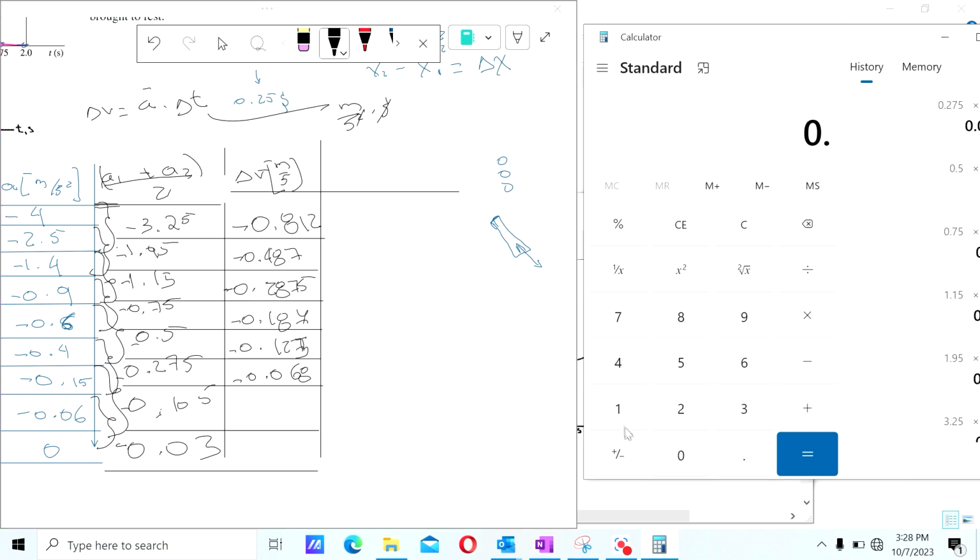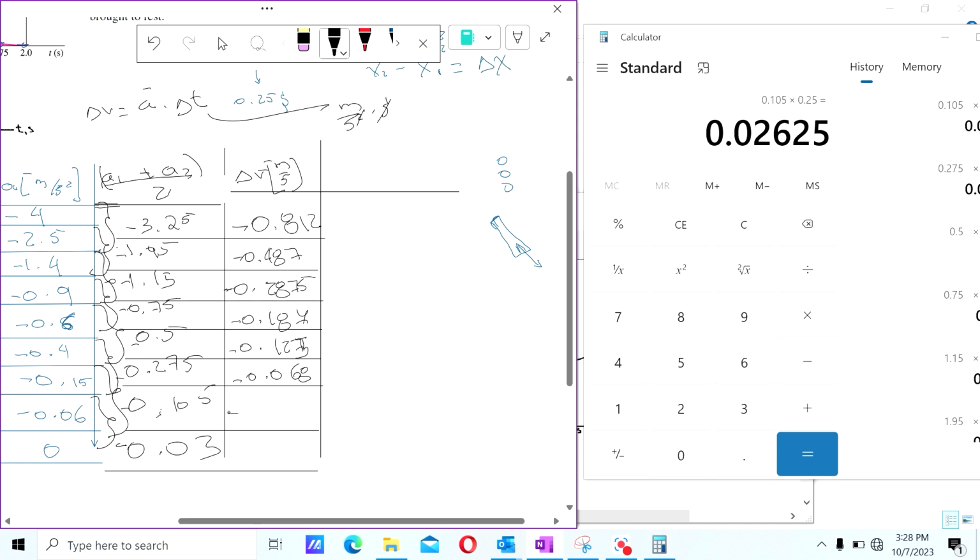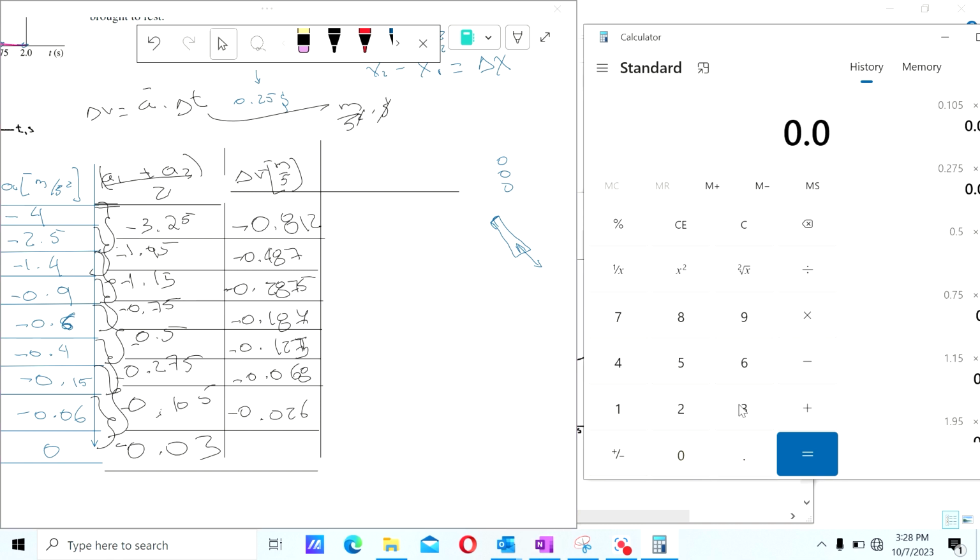And then we have 0.105 times 0.25 equals negative 0.026. And then the last one is 0.03 times 0.25 equals 0.0075.